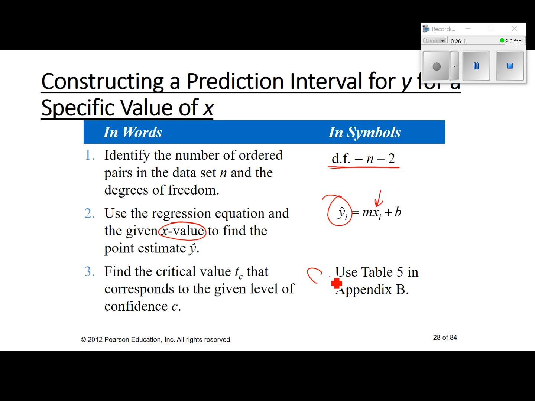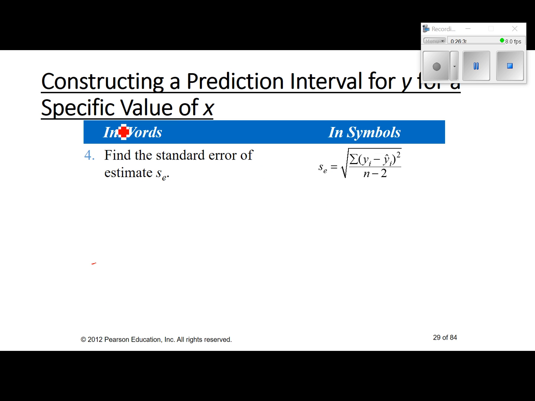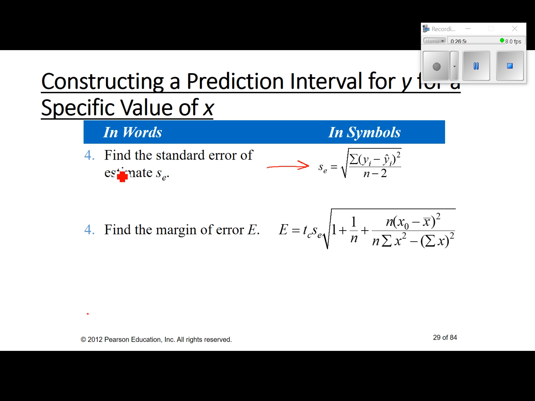Find the critical value. This is using the chart, Table 5, the t-distribution table. You're going to use your degrees of freedom and your C, which is like your 95%, 80%, whatever level of confidence that we want. Find the standard error. You've got to go through and do that whole big formula that we just got done doing, doing the chart and everything, and whichever chart it is that you decide you want to use. Find the margin of error. That's this big formula. So we're going to plug in this stuff and do all that. Find that margin of error.